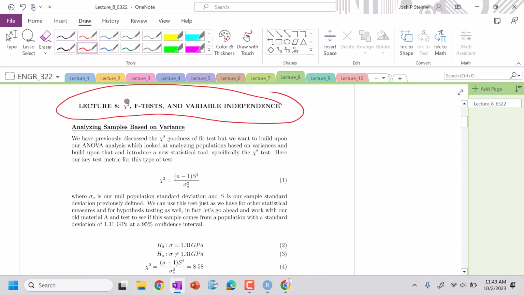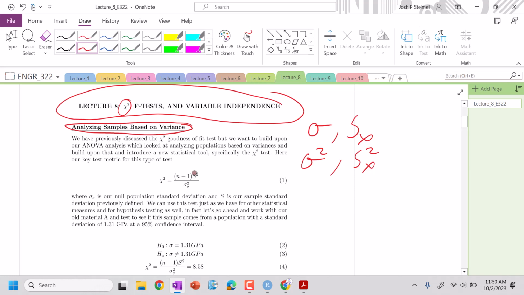However, previously we've done the chi-squared goodness of fit test. And while there is some similarity to the work that we've done here, we're actually going to be doing a lot of this hypothesis testing by analyzing samples based on their variance. This is a bit different from what we've done previously. So instead of looking at means, we are actually going to be looking at variances. A variance will simply be standard deviation squared, S sub x squared. That's the critical idea that we're working with here.